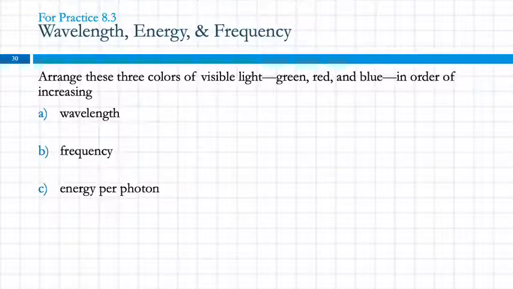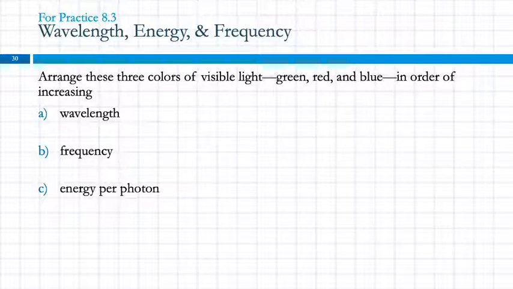Here's sort of another related kind of problem. Arrange these three colors of visible light, green, red, and blue, in order of increasing wavelength, increasing frequency, increasing energy per photon. This sort of question is really common on the ACS exam. They want you to put things in order, right? And so people find this confusing. So in order of increasing means I put the small one first, and then the medium one, and then the biggest one. Okay?